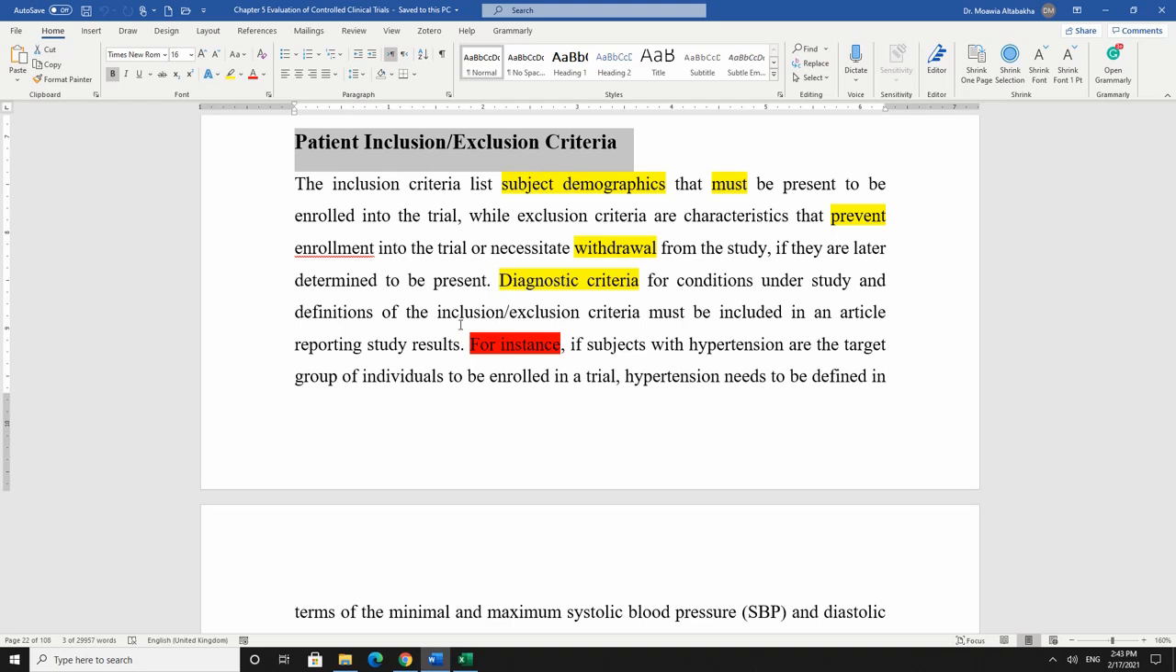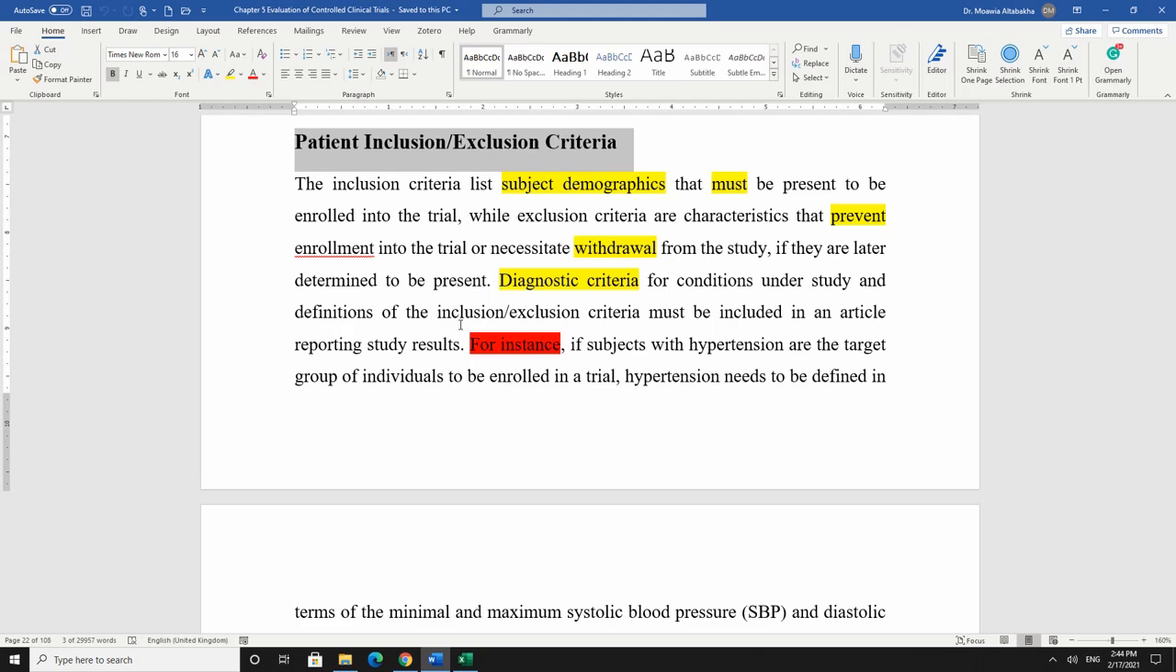So what are inclusion criteria? They are the demographics of the subject: age, sex, status, pregnant or not pregnant, etc., and conditions such as hypertension, diabetes, etc., that should be present in order for us to accept this subject into the trial. While exclusion criteria are characteristics that prevent the subjects from enrollment into the trial.